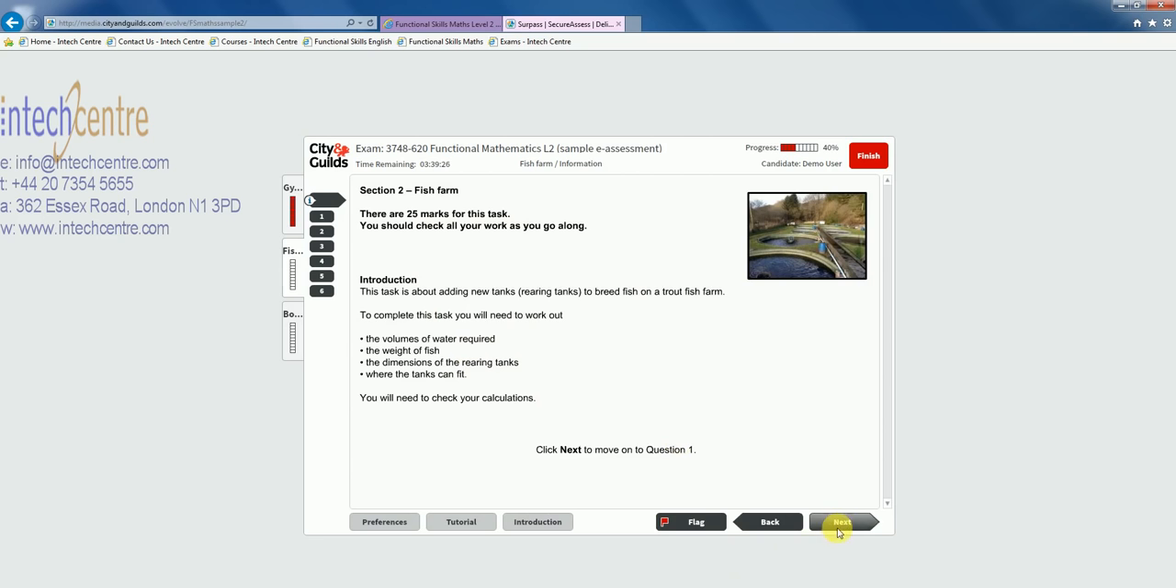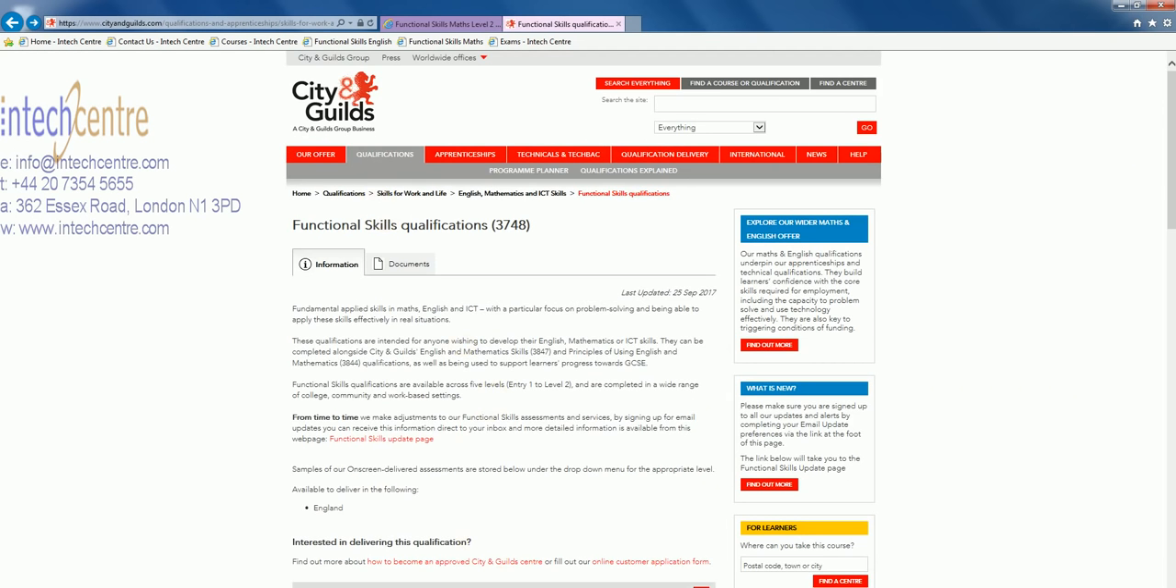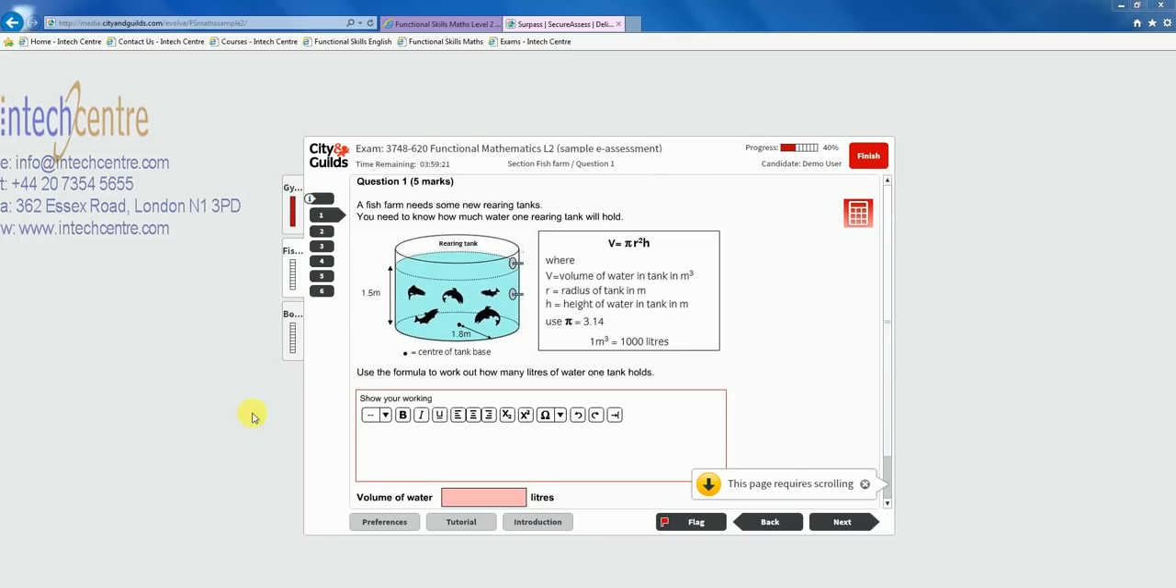So now we're going to click Next. So question 1 is worth 5 marks. A fish farm needs some new rearing tanks. You will need to know how much water one rearing tank will hold. So we have here the rearing tank image. So it says use the formula to work out how many litres of water one tank holds. Show your working. So this is about finding out the volume of the rearing tank.